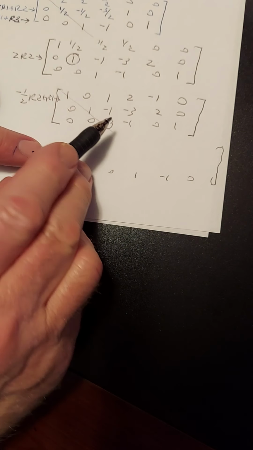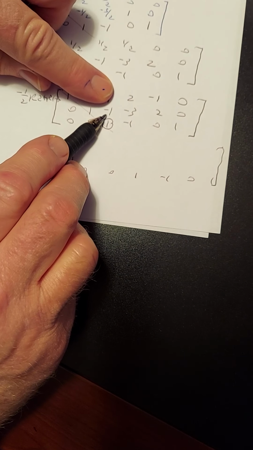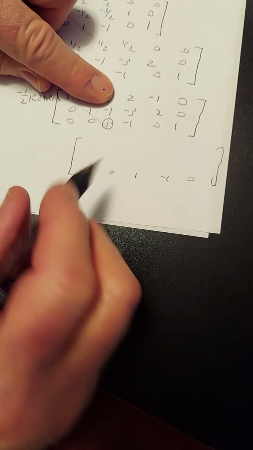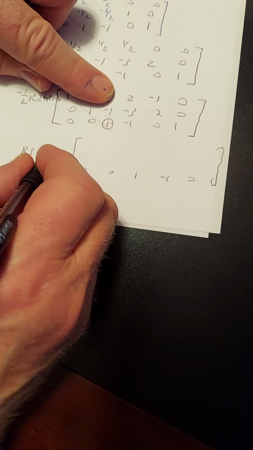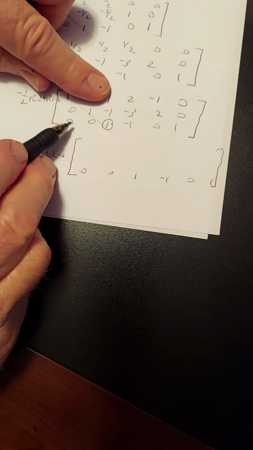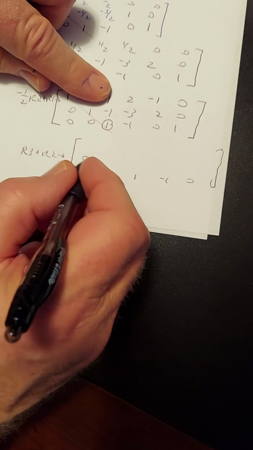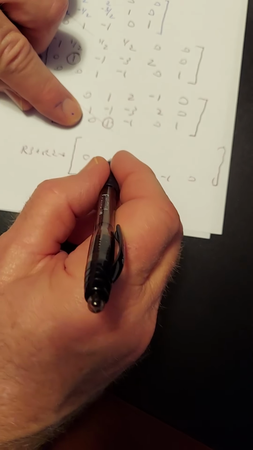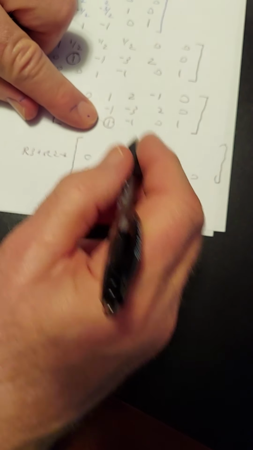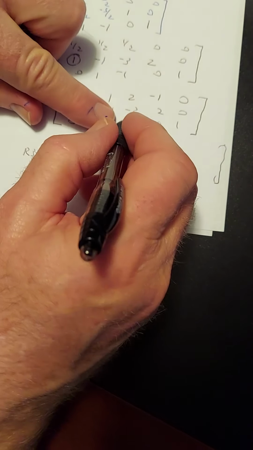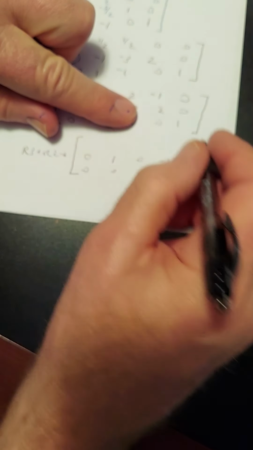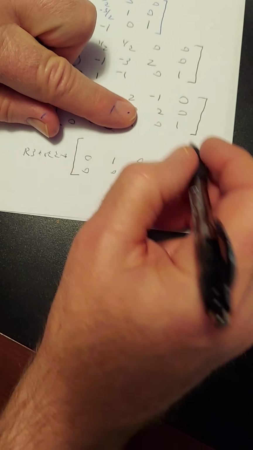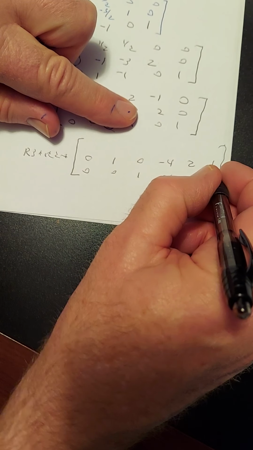And we're going to go up. To get a 0 where the negative 1 is, all I'm going to do is take row 3 plus row 2. So 0 plus 0 is 0. 0 plus 1 is 1. 1 and negative 1 is 0. Negative 1 and negative 3 is negative 4. 0 and 2 is 2. And 1 plus 0 is 1.